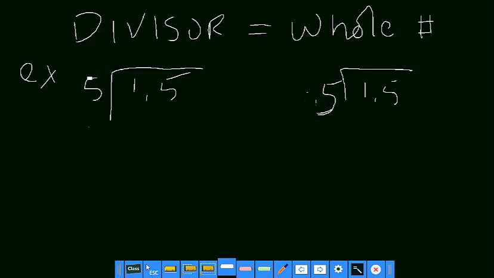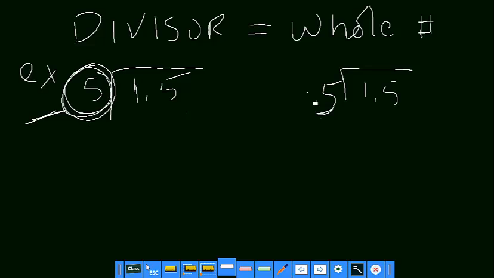This is okay. 1 comma 5 divided by 5, we're ready to go because this is a whole number. Make sure that this is always a whole number. If it's a decimal like this, you're going to first convert it into a whole number, and how to convert it is going to be later.